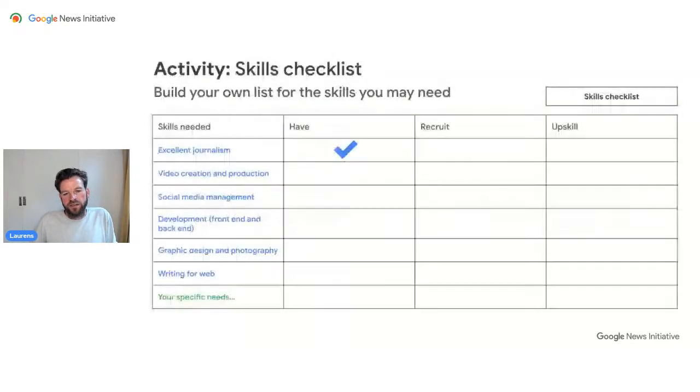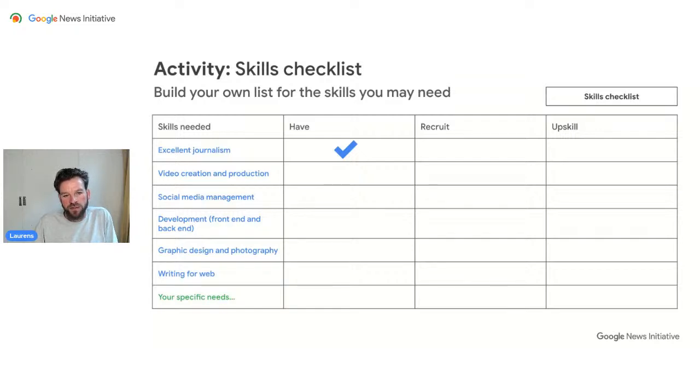Now, here's a checklist that might help you, a skills checklist, an activity you could do. We ask you to think about your newsroom, what do you have, and what others might be helpful when it comes to skills. So there might be some core skills that translate easily into the digital world, but there will also be some new ones, such as you can see right here: video creation, production, social media management, development, front-end, back-end development, graphic design, photography, writing for web, and obviously you can tick the box of excellent journalism.